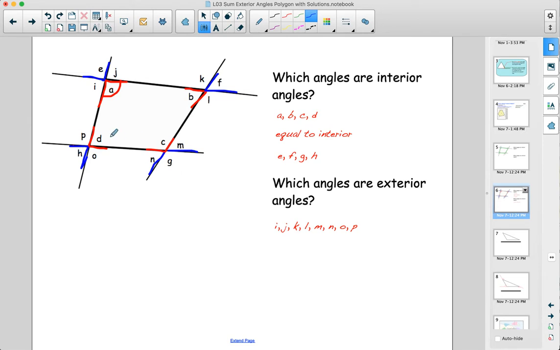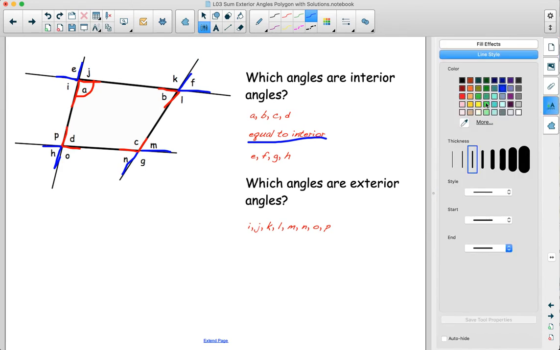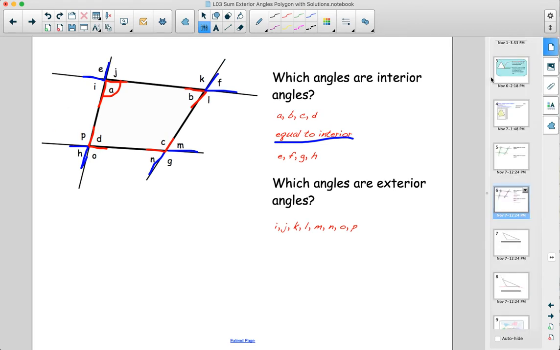So by the opposite angle theorem, H will be equal to an interior angle, so will E, so will F, and so will G. Now they technically don't meet the definition of an interior angle, so I've written "equal to the interior." The interior angles are E, F, G, and H. Changing my pen color one last time just to walk you through a few of these.